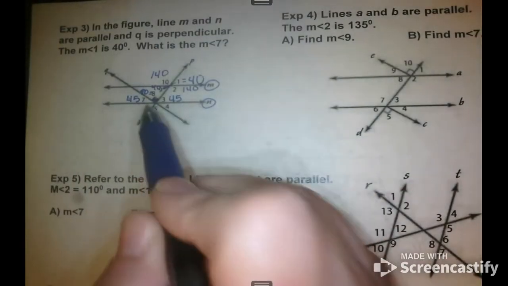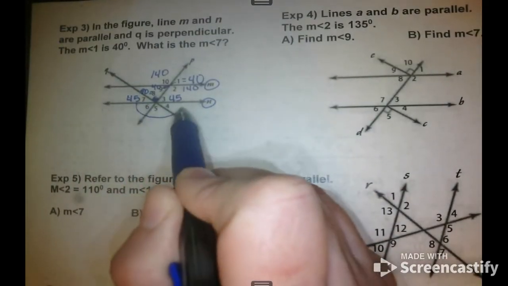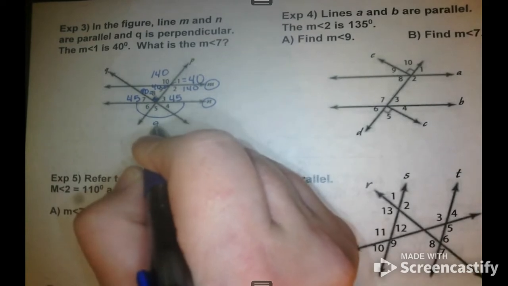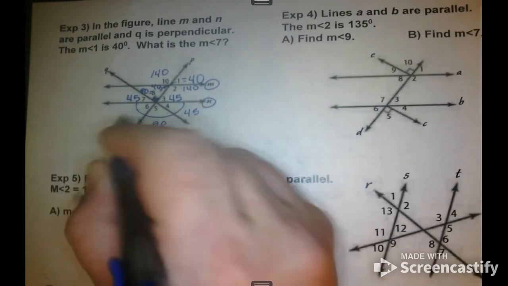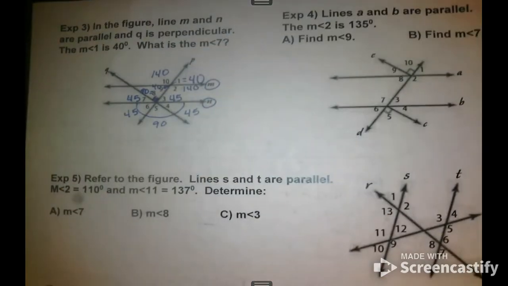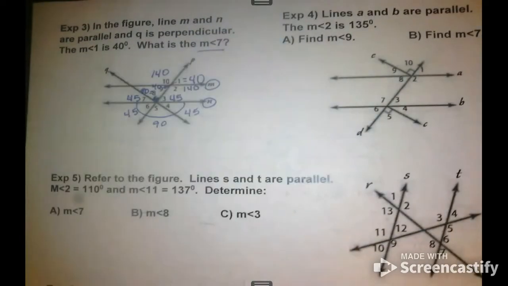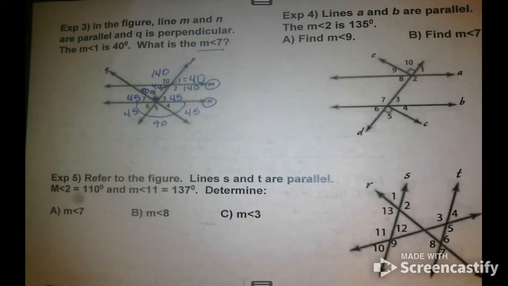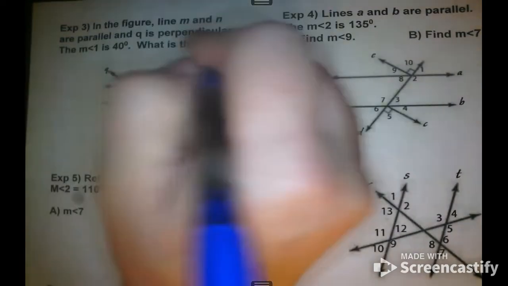Okay. Are all of these angles the same? Yes. So this would be 90. This would be 45. This would be 45. Was that extremely difficult? No. Did you have to think a little bit more? Yes. But was it harder? No. Okay. So what was the measure of angle 7? 45.